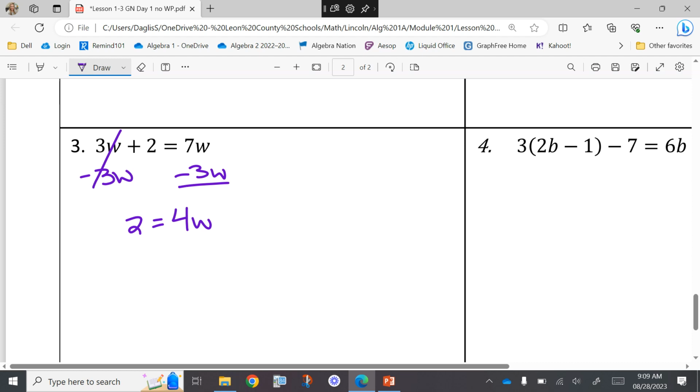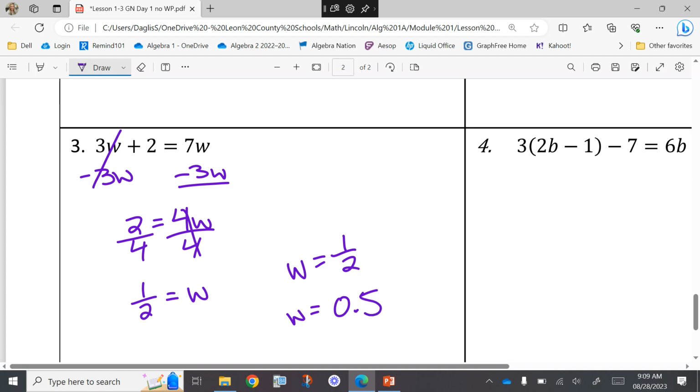4 is attached to my w by multiplying. So to undo it, you are going to divide. And we do get 2 divided by 4, which simplifies to 1/2. And if you use your calculators, if you do 2 divided by 4 in your calculator, you might have the answer as 0.5, which is also correct. So you could say w equals 1/2, or you could say w equals 0.5.